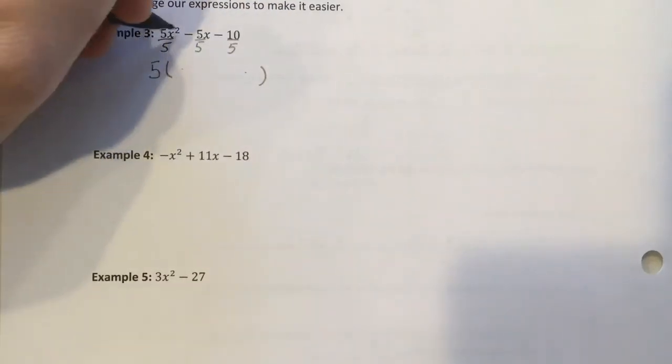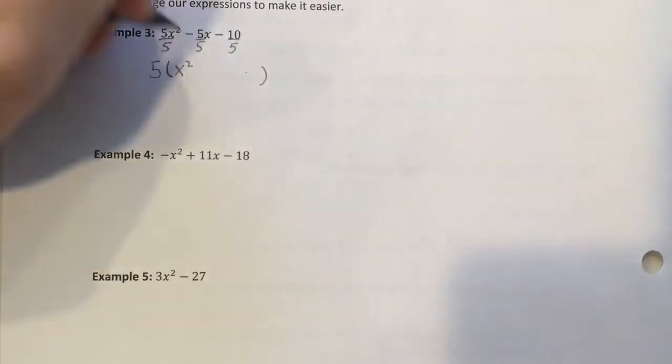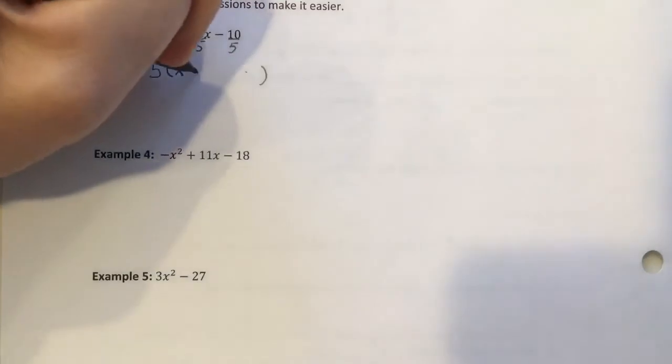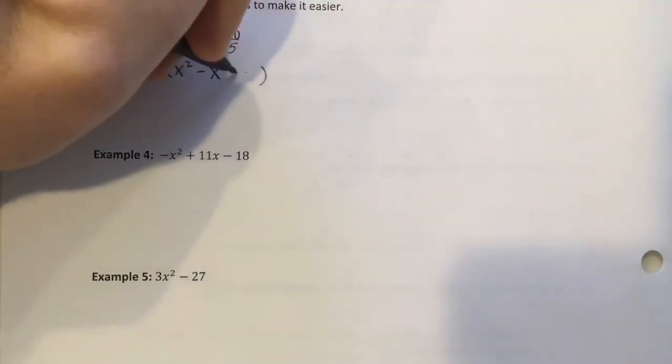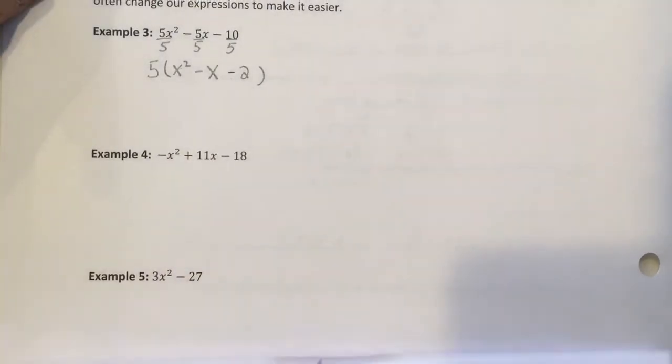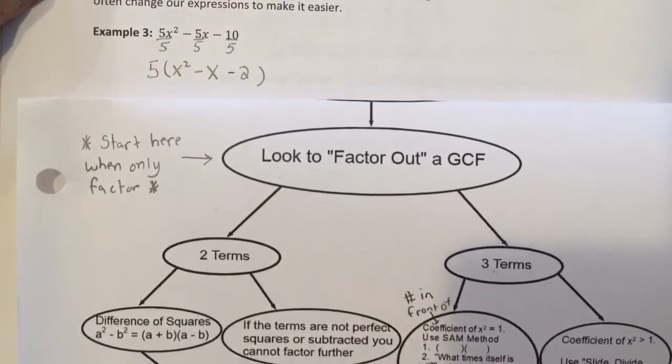And so when I do that, 5x squared divided by 5 is x squared. Negative 5x divided by 5 is negative 1x. And negative 10 divided by 5 is negative 2. And I'm not done though. I have to follow this flowchart all the way through.